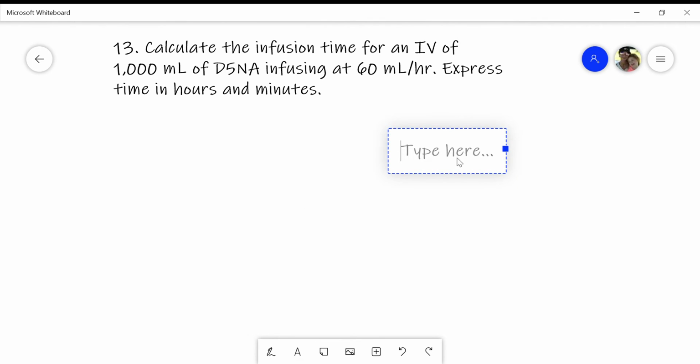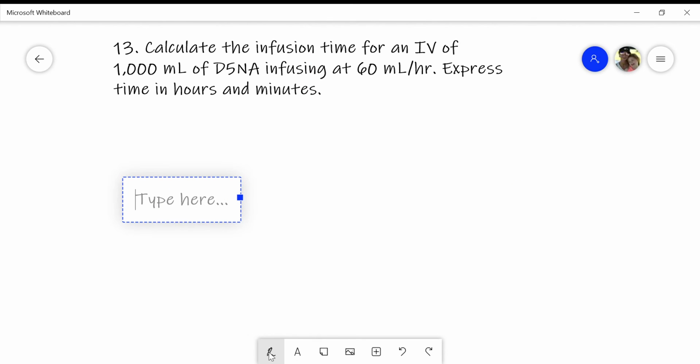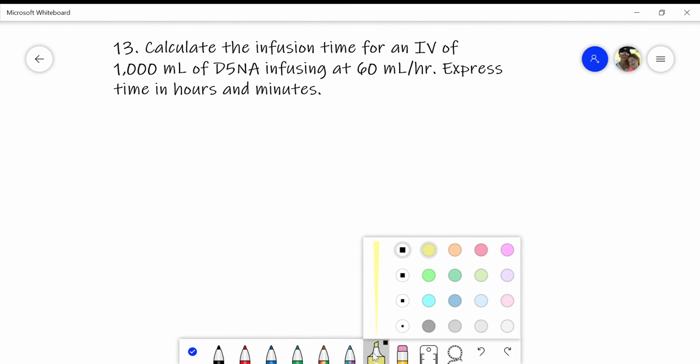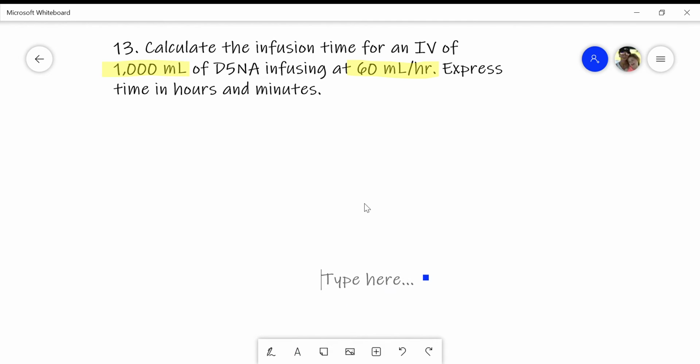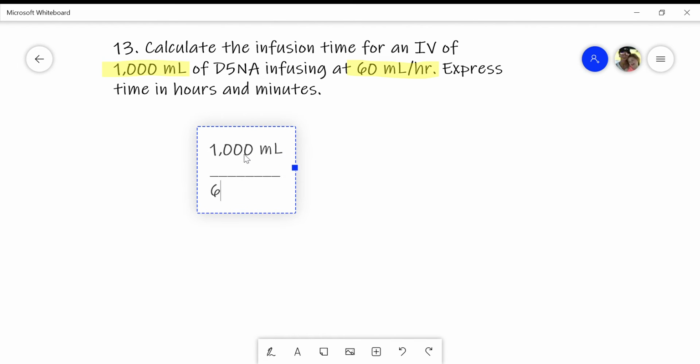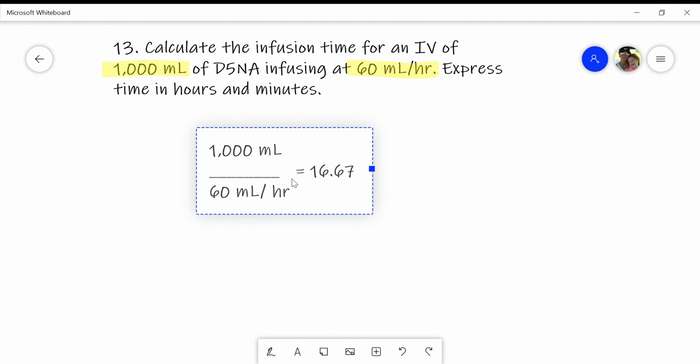And calculate the infusion time for an IV of 1,000 milliliters of D5NA infusing at 60 milliliters an hour. And they want us to express the time in hours and minutes. So 1,000 milliliters, and then we're going to divide it by the 60 milliliters an hour that we were given. And that is going to give us 16.67 hours.